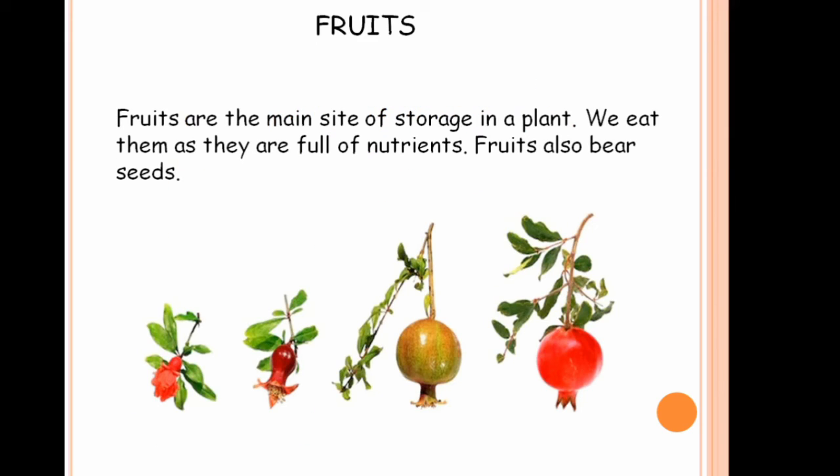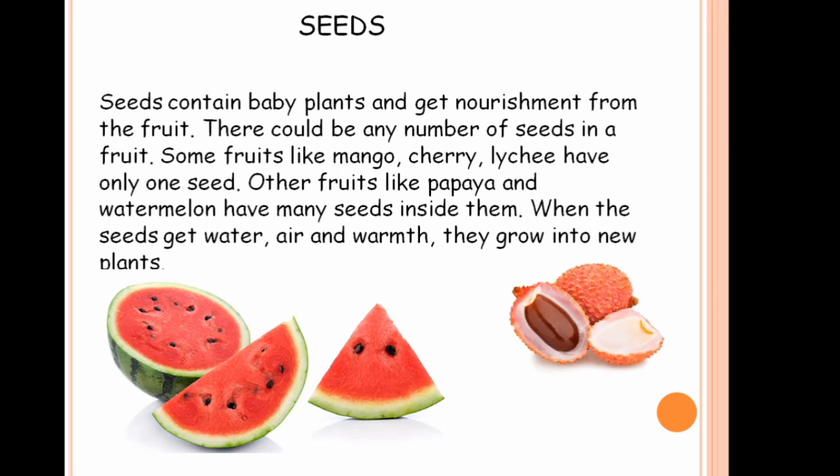Fruits. Fruits are the main site of storage in a plant. We eat them as they are full of nutrients. Fruits also bear seeds. Seeds. Seeds contain baby plants and get nourishment from the fruit. There could be any number of seeds in a fruit. Some fruits like mango, cherry, lychee have only one seed. Other fruits like papaya and watermelon have many seeds inside them. When the seeds get water, air and warmth, they grow into new plants.